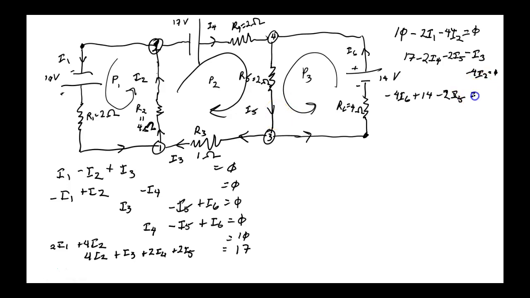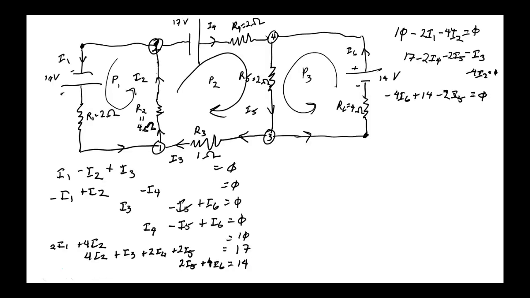Okay, and that's equal to 0. So let's get them in another order here. 2I5 plus 4I6 equal 14. Okay. Alright, what do you want to do next?